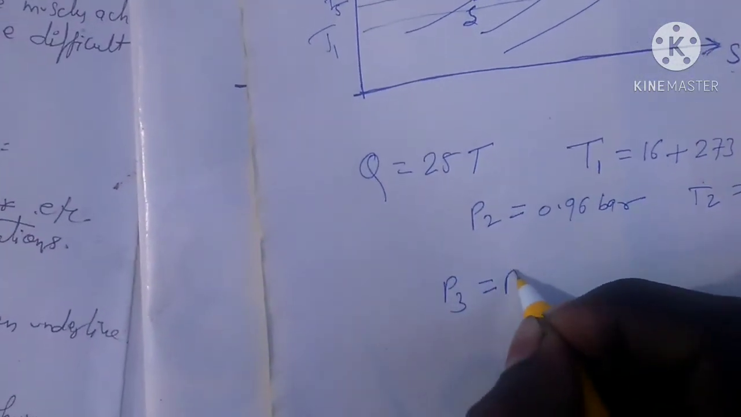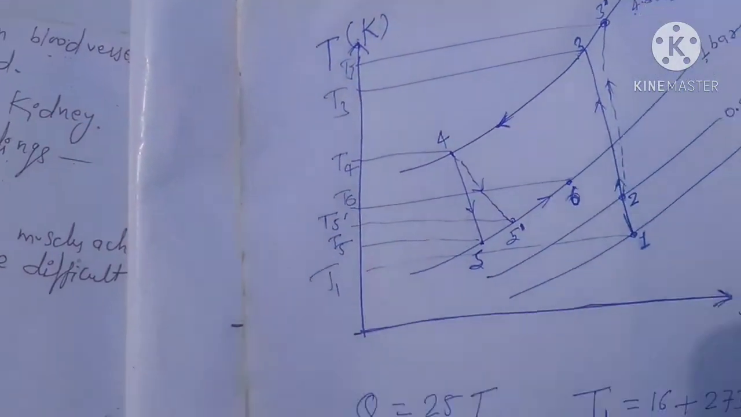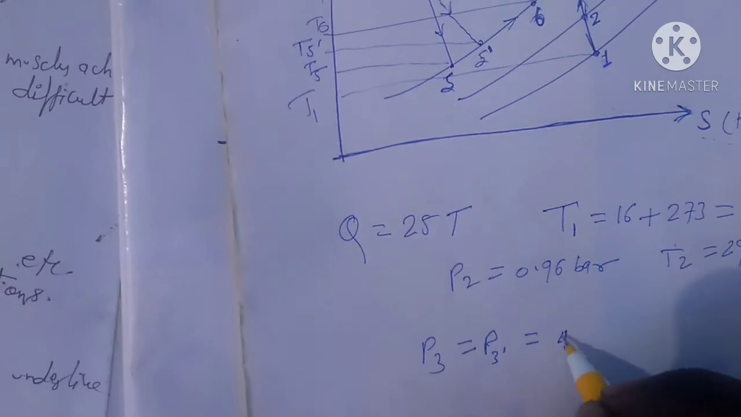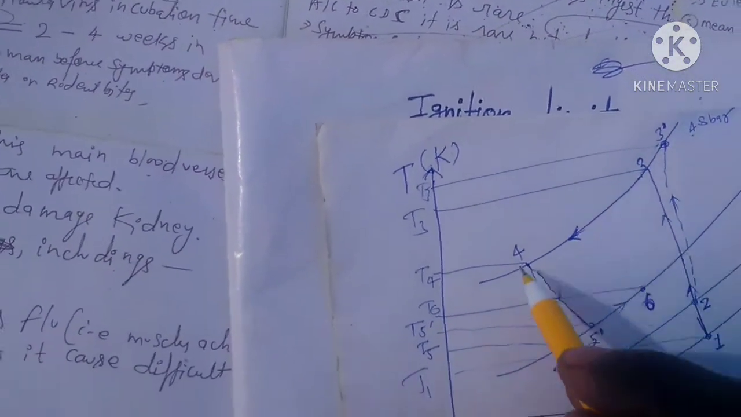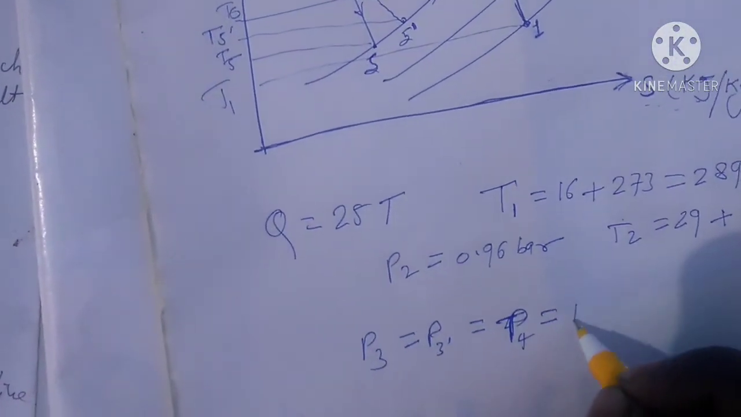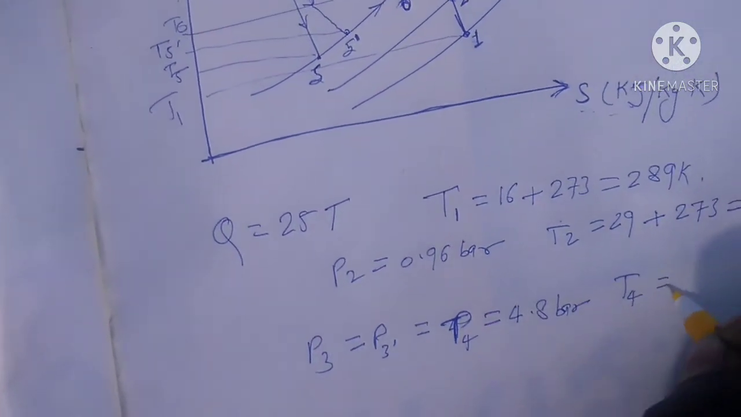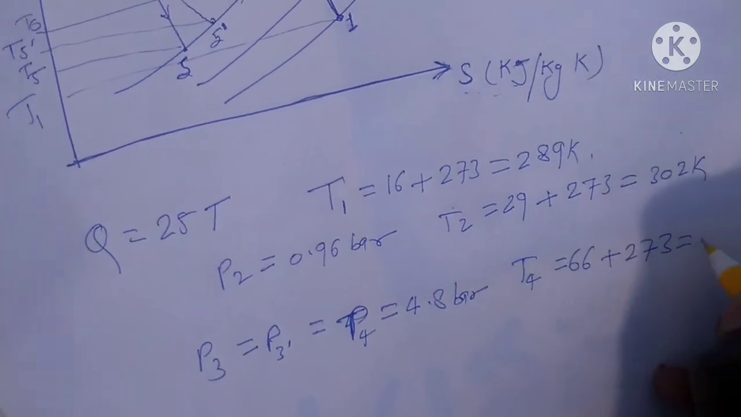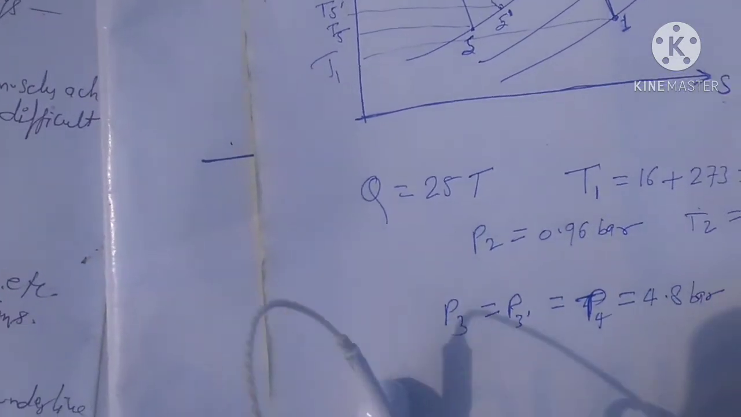P3 equals P3 dash, you see here P3 dash and P3. And also P4, because this is a constant pressure line. So P4 equals 4.8 bar. T4 is given as 66 degrees Celsius, and you add 273 to convert it, giving 339 Kelvin.